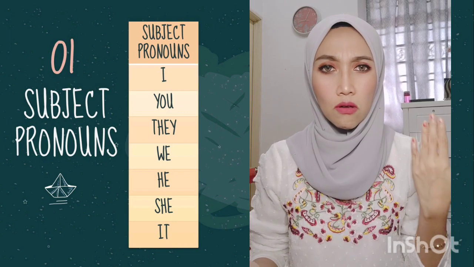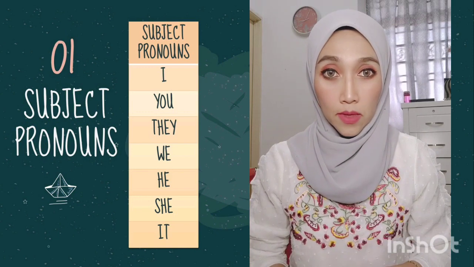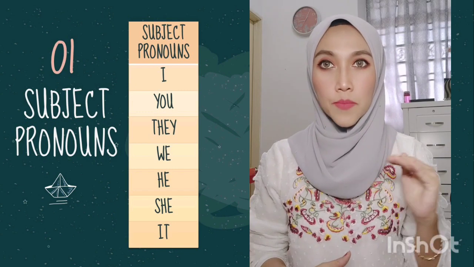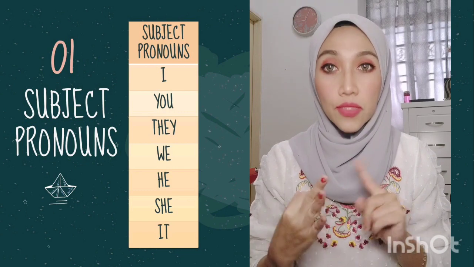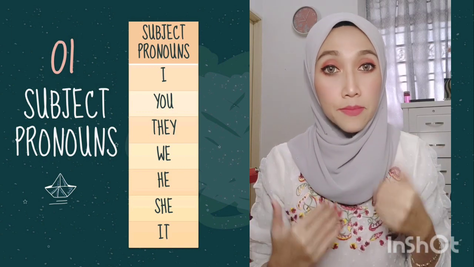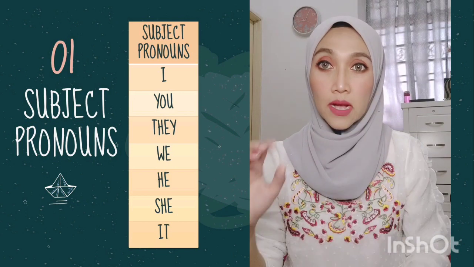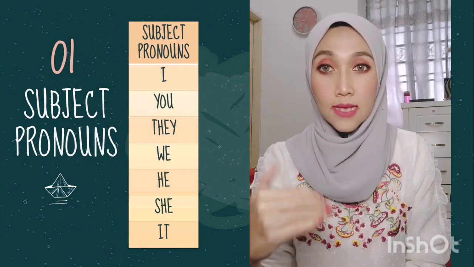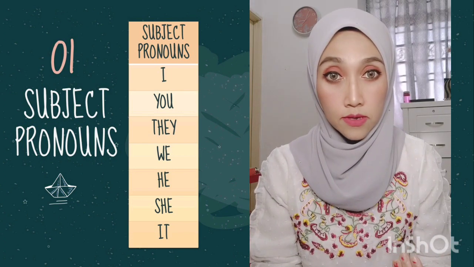Basically, this is all in your knowledge. I'm sure you guys are very familiar with this, but we just need some revision on it. The subject pronouns contain I, you, they, we, he, she, it. They can be singular or plural. Some are plural and some are singular. It's very easy. So these are the subject pronouns, very basic.